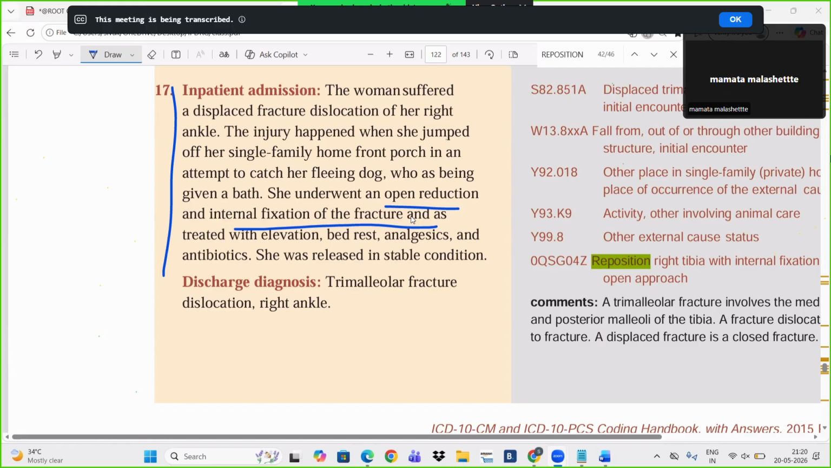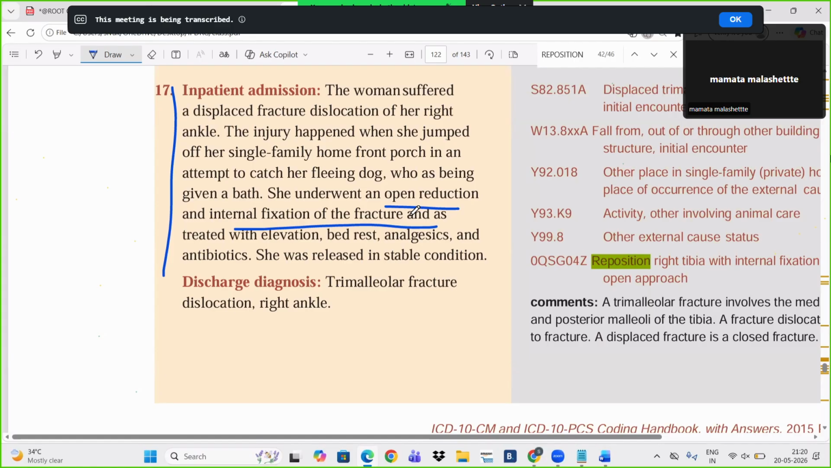Is a cast placement a closed reduction? Yes. Cast means they apply the cast externally at skin level, so it should be closed reduction, external approach. Or if they only apply a splint, it is closed reduction.